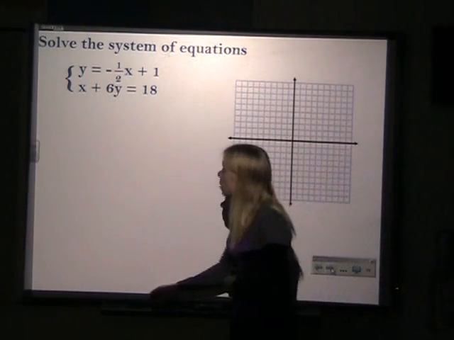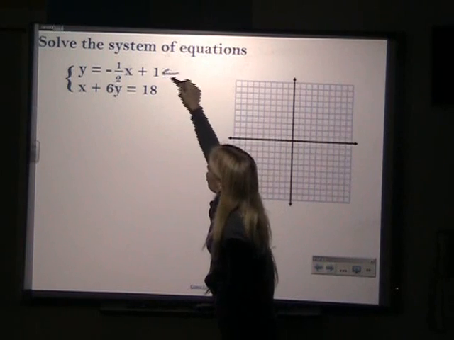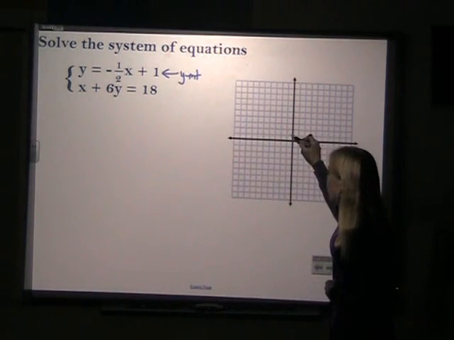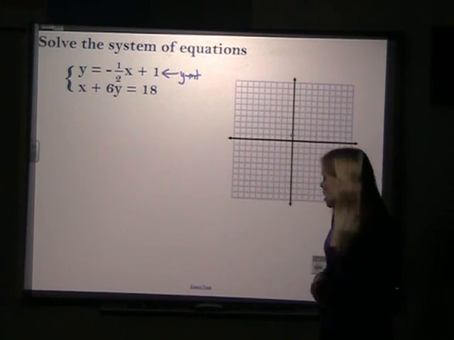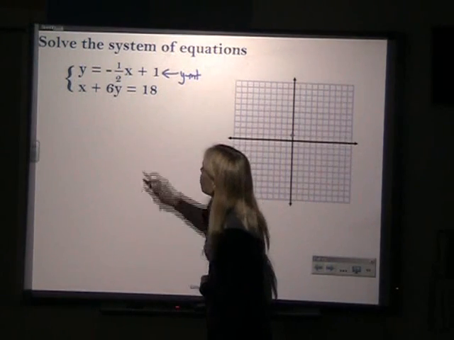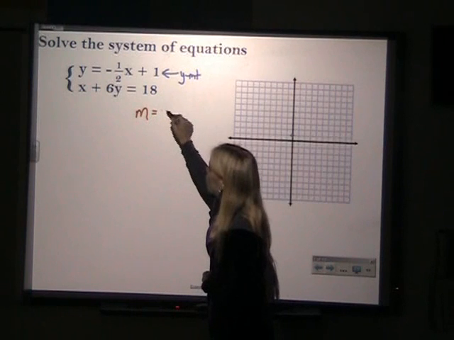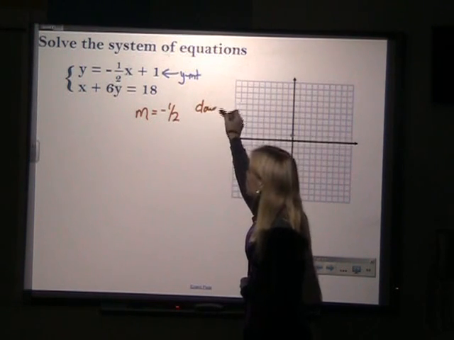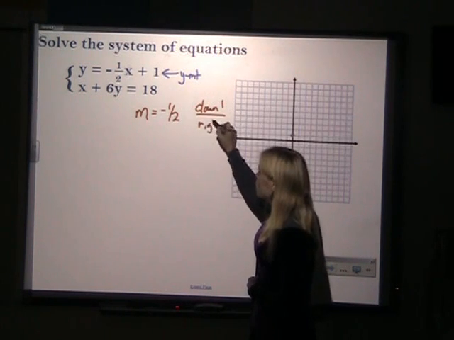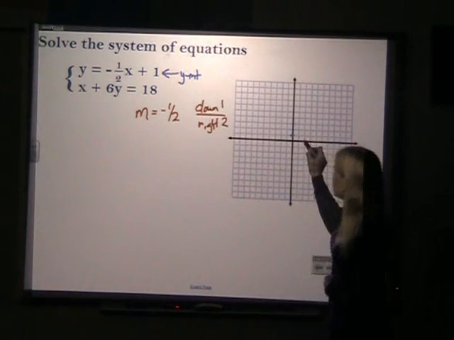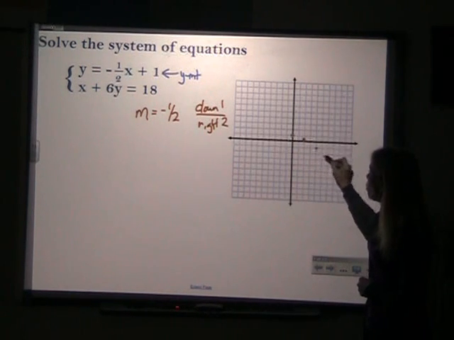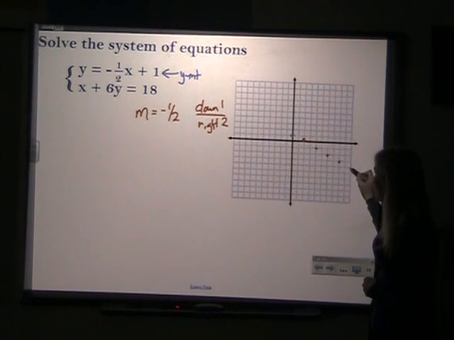The first one's in slope-intercept form. So I'm going to start with my y-intercept at 1. So I count up 1 on the y-axis. I'm going to use my slope of -1/2. So I'm going to go down 1 and right because it's +2. I would keep doing this so that you have all the points for that line.